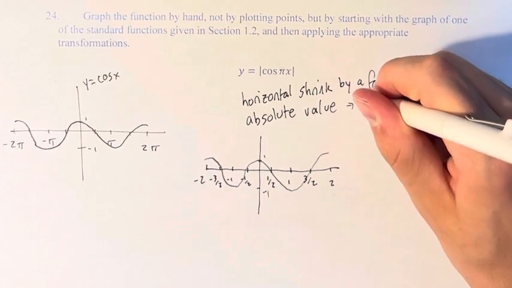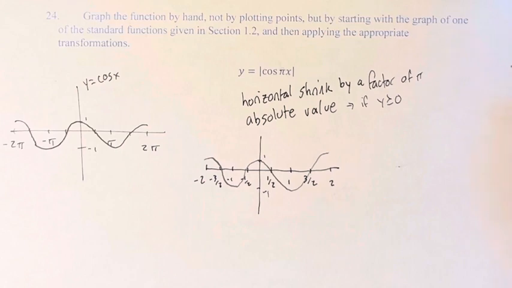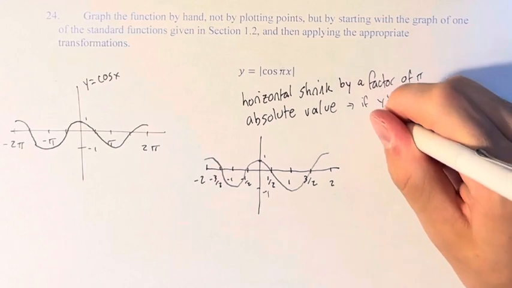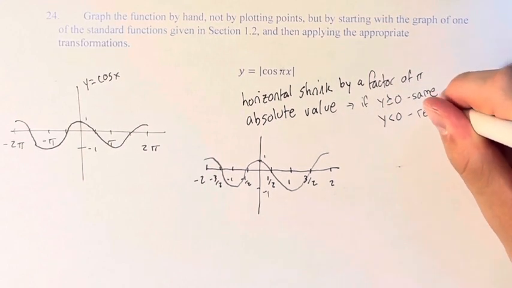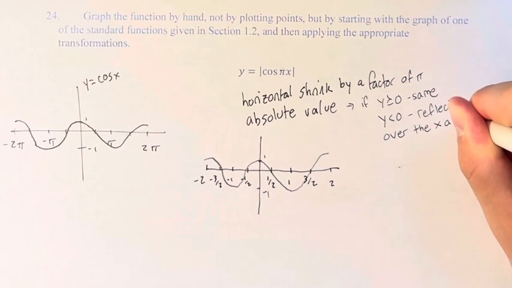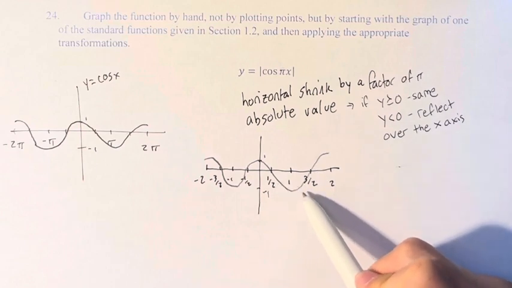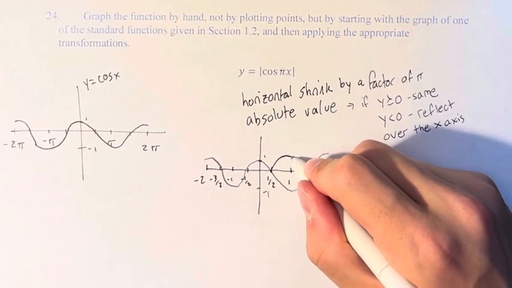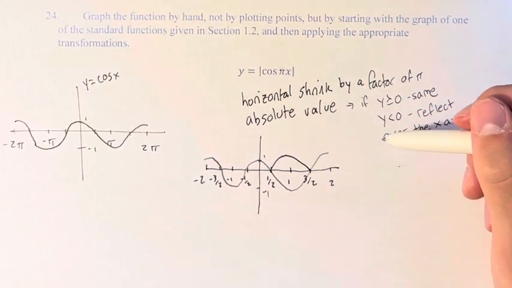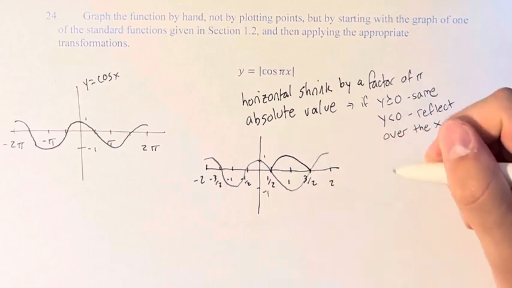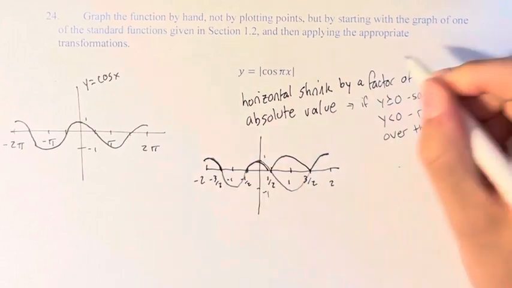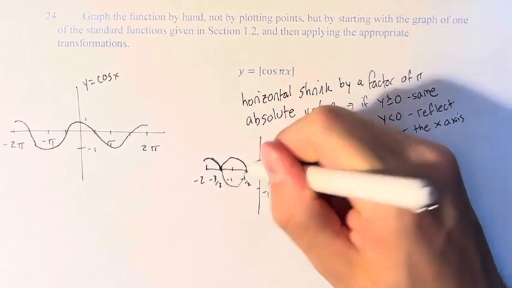What does that mean? Well, if the y value of the function at any given point is greater than or equal to 0, it stays the same. However, if the y value is less than 0, we reflect it over the x-axis. Right, so here we have some y values that are negative. So we're going to reflect them over because that takes the absolute value of them, right, and makes it positive with the same magnitude. So this value of negative 1 becomes 1. And this is positive, so it stays the same. Positive, positive. And then again here, it's negative, so it gets reflected over.